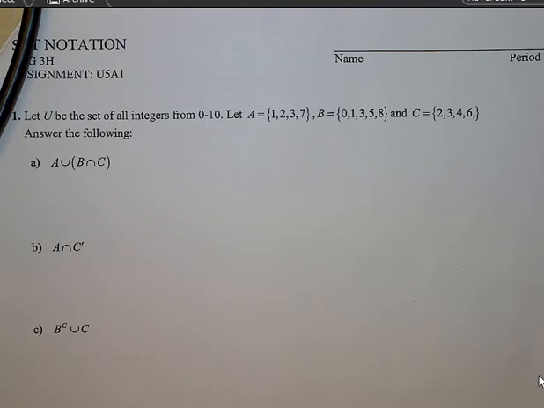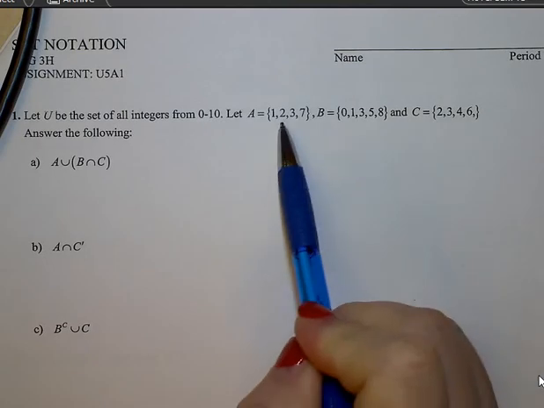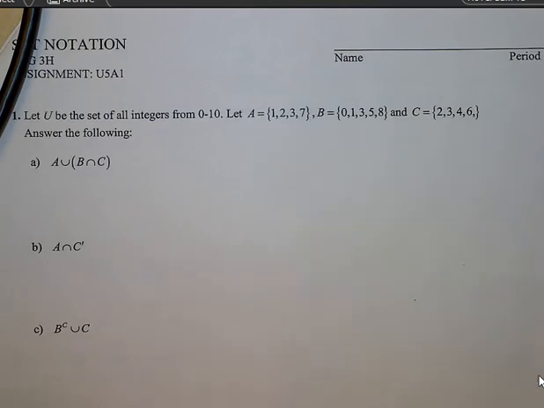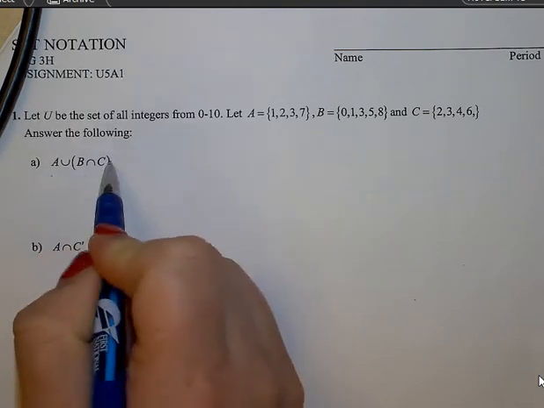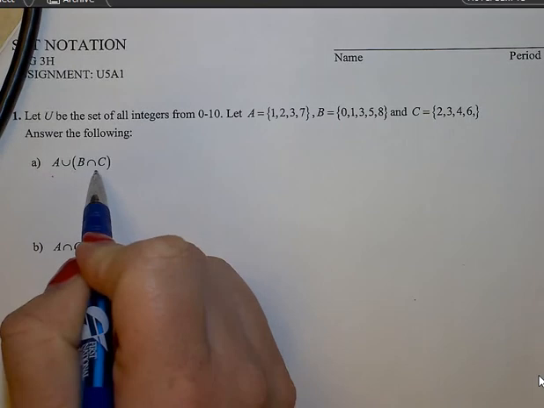Okay, so U is the set of integers from 0 to 10, and then identify set A, B, and C, as you can see. So it says A union, and then we need to do this portion first. B intersect C.